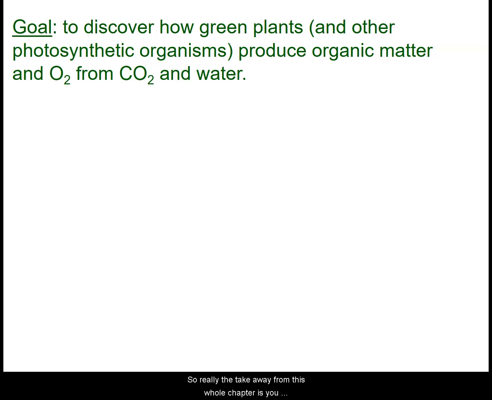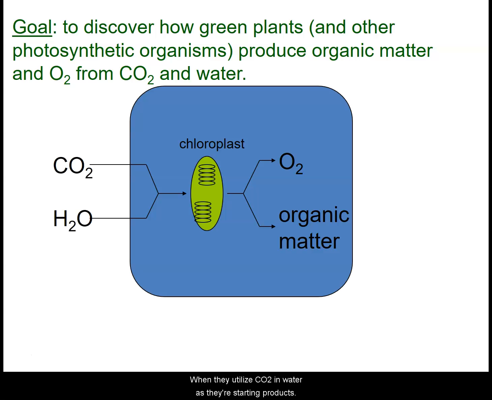So really, the takeaway from this whole chapter is you should be able to understand how it is that plants and other photosynthetic organisms, such as cyanobacteria, are able to produce organic matter, such as glucose and oxygen, when they utilize CO2 and water as their starting products.